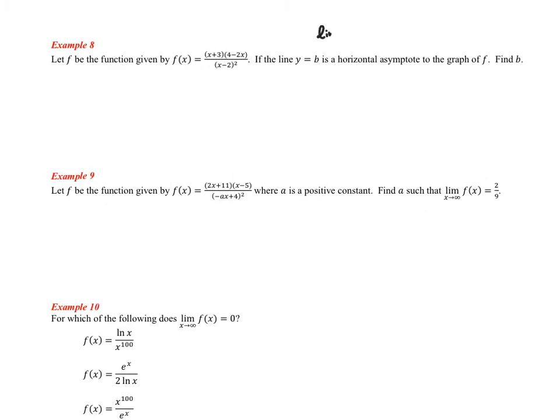So what that's saying to us is that the limit as x approaches infinity of f of x will equal b. So let's take a look, and first let's expand f of x. Let's expand the numerator, which would be -2x squared minus 6x plus 4x, so minus 2x, and then plus 12 for the numerator. The denominator will be x squared minus 4x plus 4. So that's what f of x will equal in expanded form.